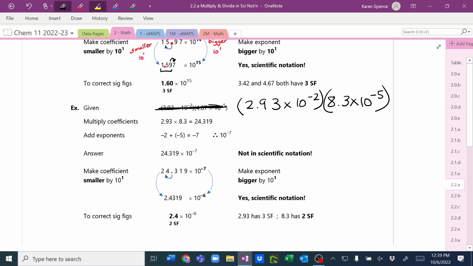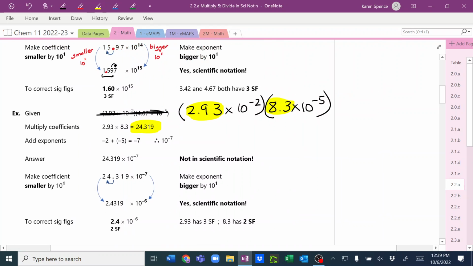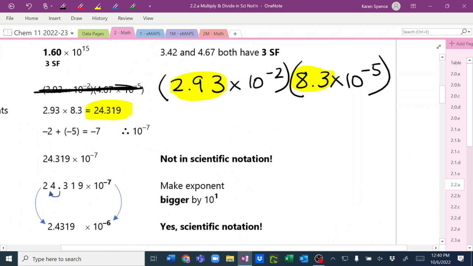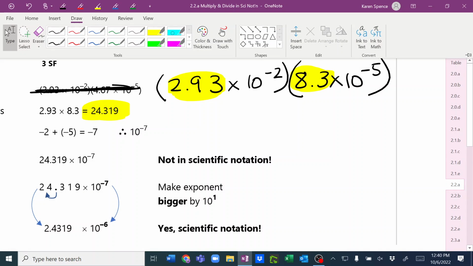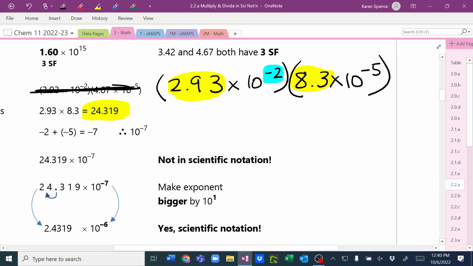So we're going to take the 2.93 and multiply by 8.3, and we get 24.319. Our powers of 10. We have a negative 2 and we have a negative 5. If we add those two together, what is negative 2 plus negative 5? Negative 7. So our exponent is going to be 10 to the negative 7.